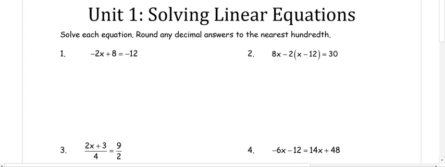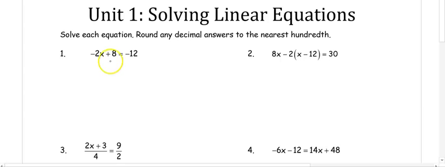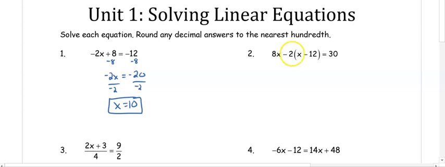So in number 1, we have negative 2x plus 8 is equal to negative 12. So we are going to subtract 8 from both sides. Negative 2x is equal to negative 20. Then we can divide both sides by negative 2. So x equals 10.